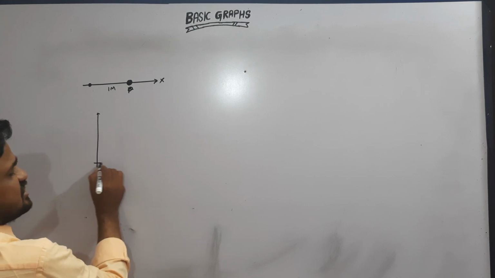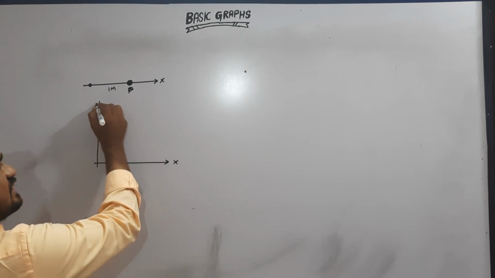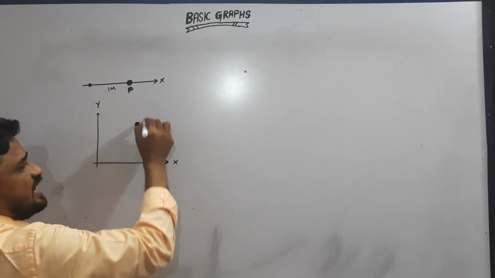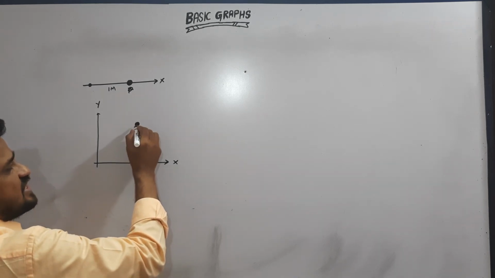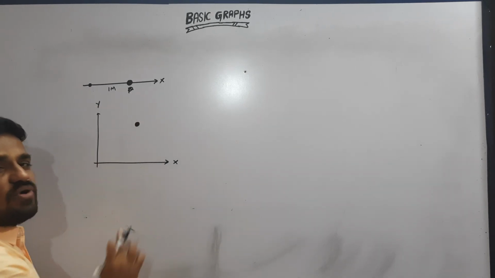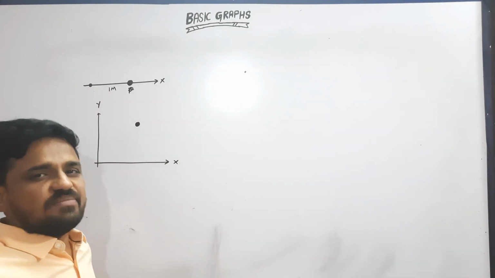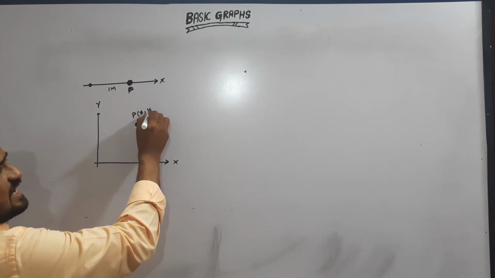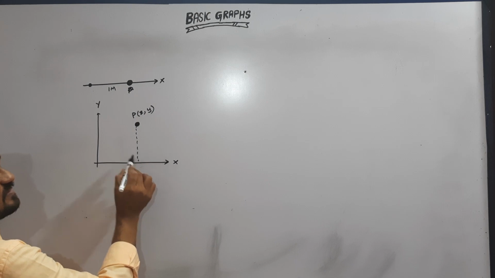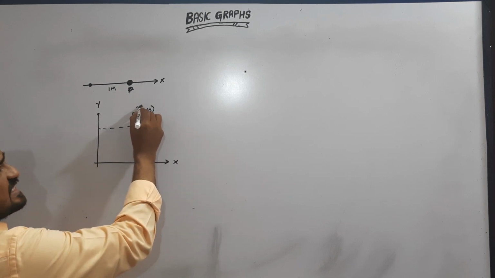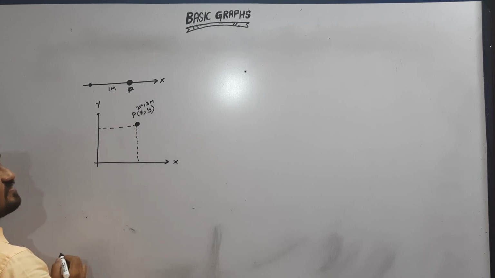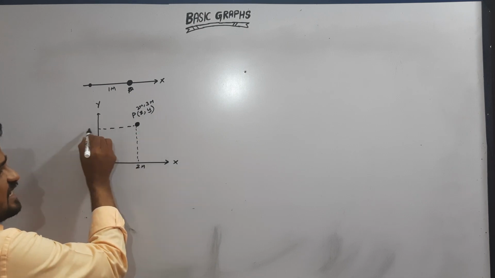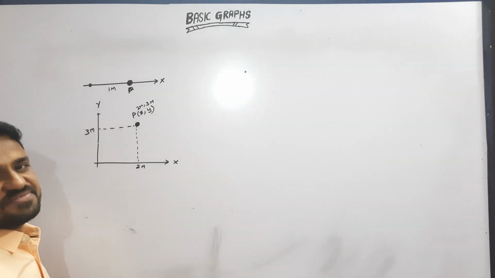To locate the position of a point, we need two coordinate axes. Suppose a point is in a plane, to locate its position we need two coordinate axes. That is the two-dimensional coordinate system. Suppose this point has coordinates x comma y, meaning 2 meters comma 3 meters. So its position along the x-axis is 2 meters, along the y-axis is 3 meters.